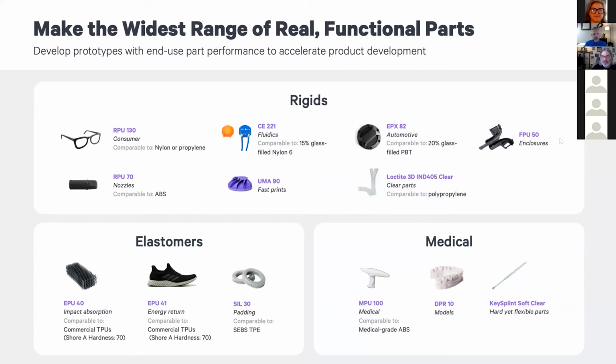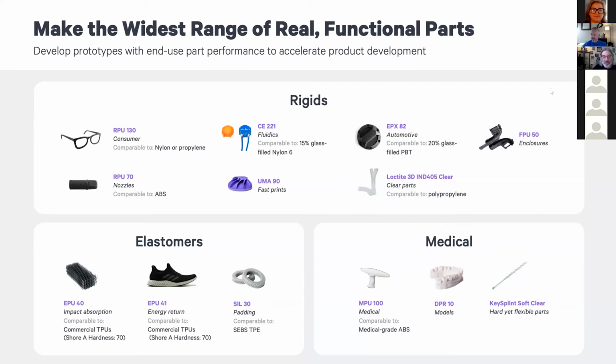Our next one that I'll tease before we have some slides on it is Loctite 3D IND 405 Clear. It's comparable to a polypropylene. This is a material that we partnered with Henkel to bring to the Carbon platform, and it's a third-party offering. Once again, single cure material, does not need the oven step. You print, clean, and UV cure, and you have parts in hand.